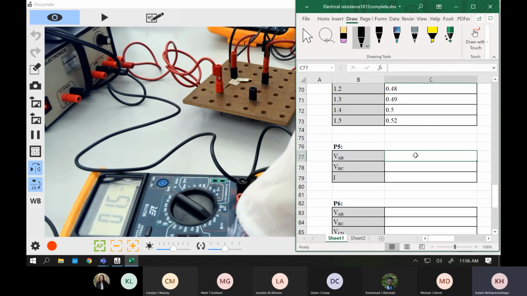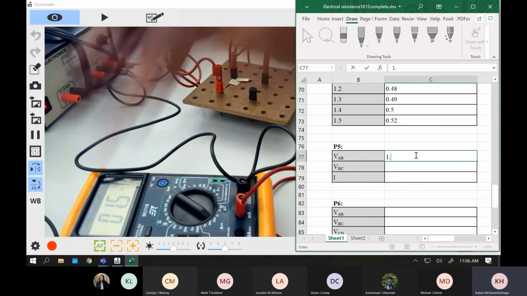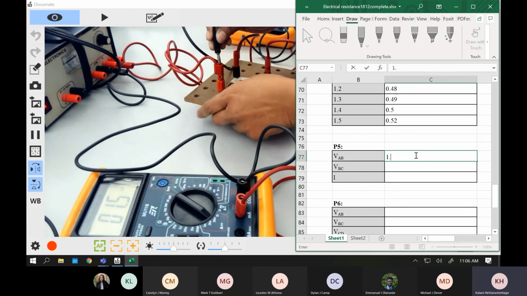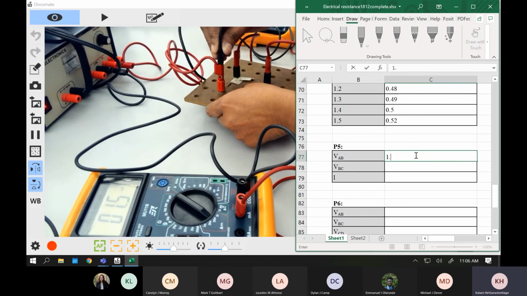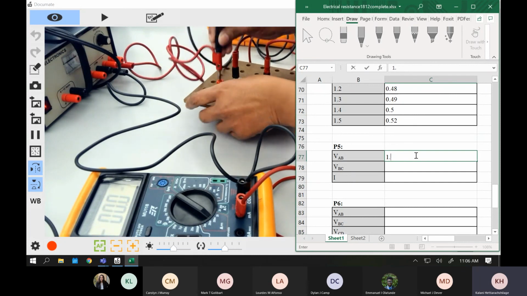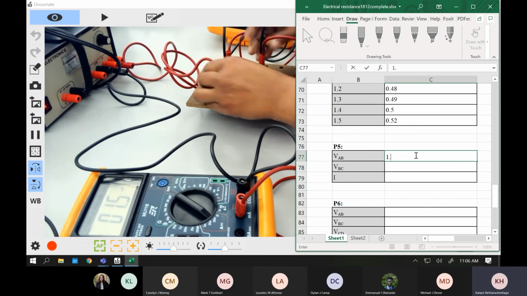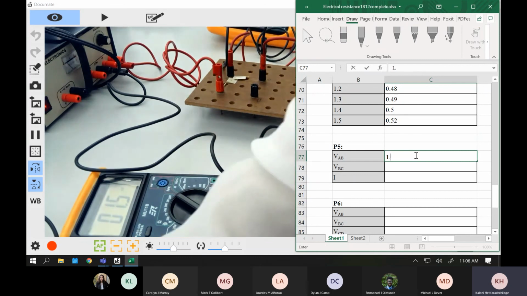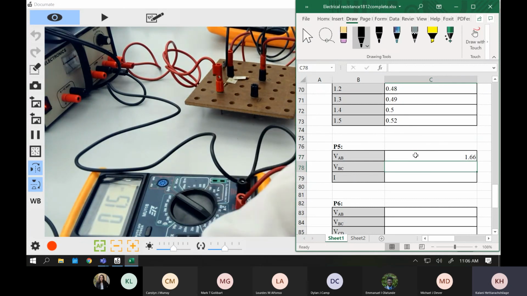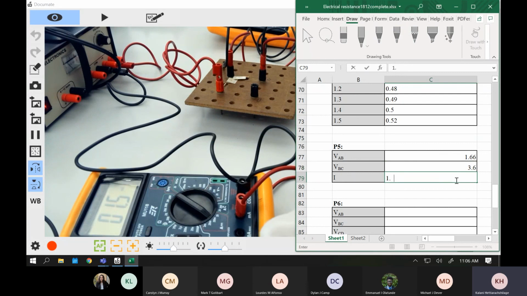Oh, I didn't write this number. I had the 1 point, give me a second, I forgot to write that one. 1.66. So I had 1.66 here, and the second one I have 3.60. And the last one is the current. You're going to write the current on your ammeter, that is 1.5 in my case.